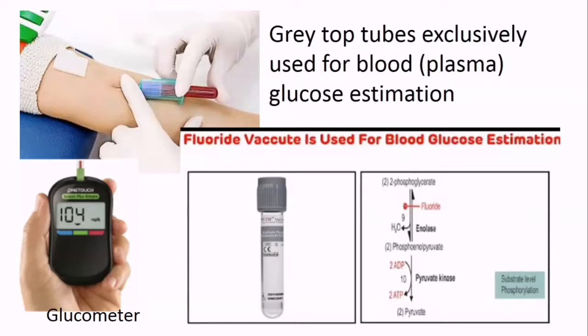So in the laboratory, gray top tubes are exclusively used for plasma glucose estimation. Why fluoride? Because they contain sodium fluoride, which is a cell poison that inhibits the enolase enzyme, so that glycolysis is inhibited, and whatever glucose quantity is remaining in that plasma sample is preserved.